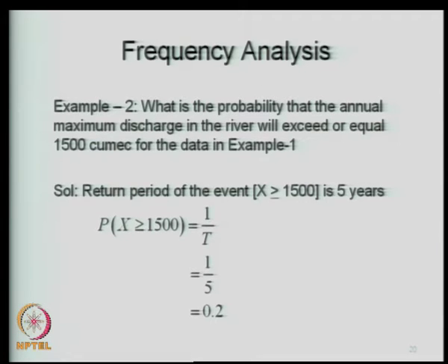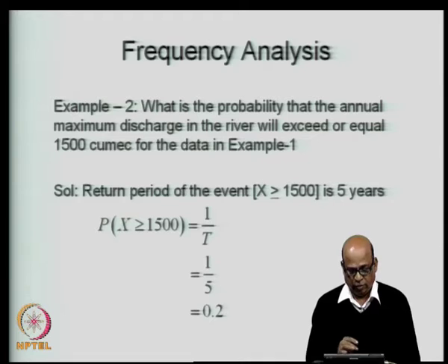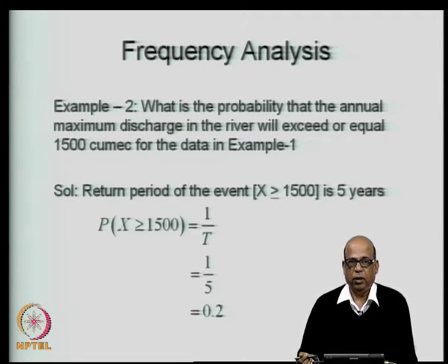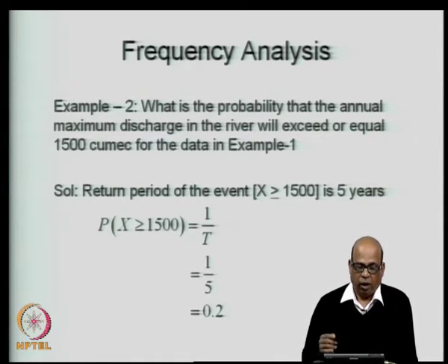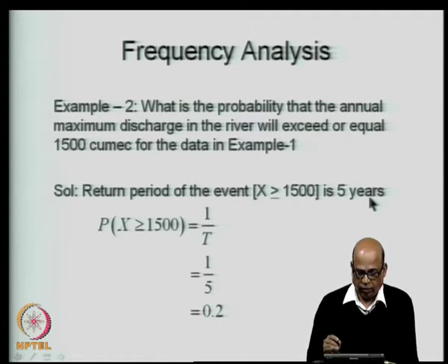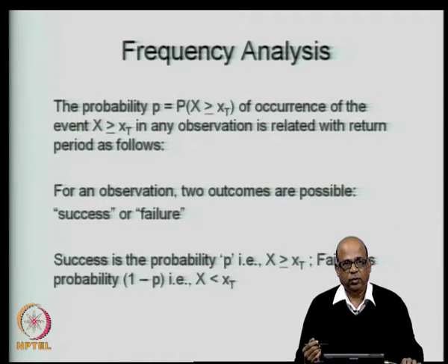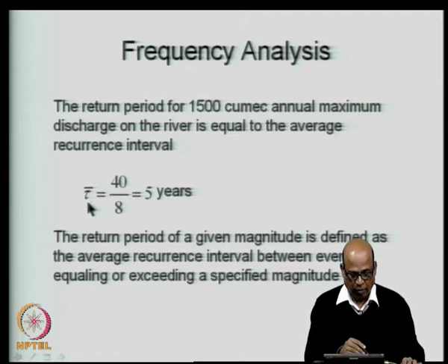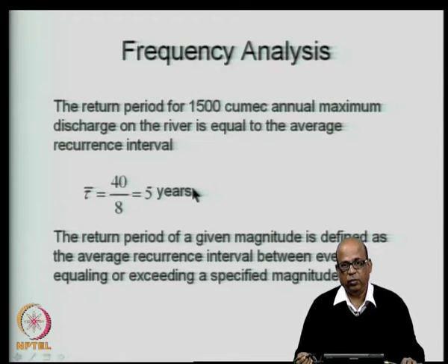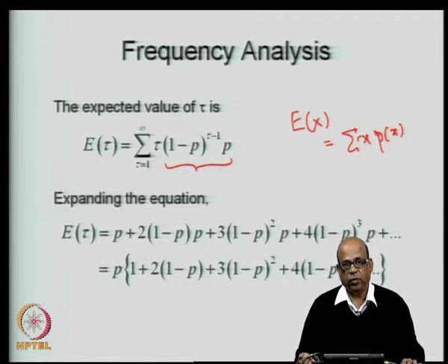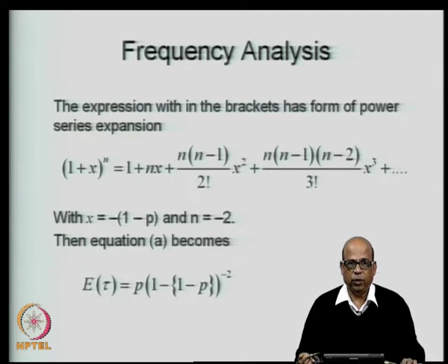Say, for example, we look at the same example 1 that we considered, with the same 45 years of data and the same threshold value of 1500 cubic meters per second. We know that the return period of the event is 5 years; we just obtained that return period as shown here. This is the average recurrence interval, or the return period. The return period is associated with a particular event. So, the event x greater than or equal to 1500 cumecs has a return period of 5 years.